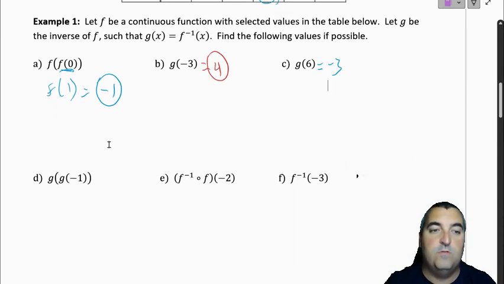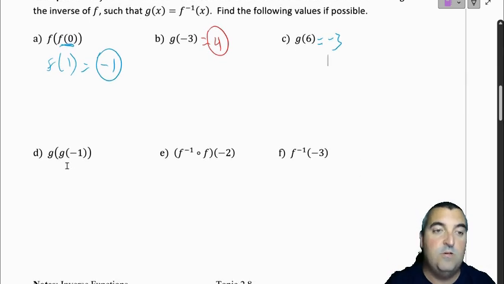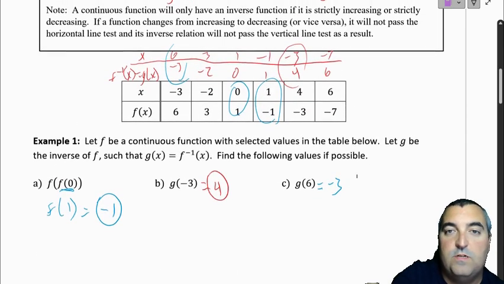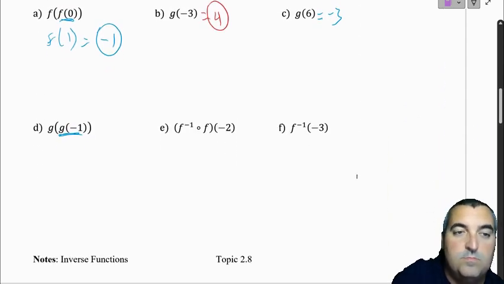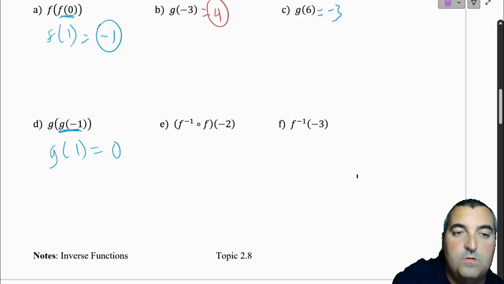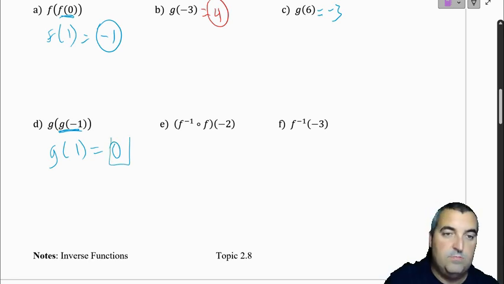Now we're going to do composite functions here. G of -1, sorry, let's start with g of -1. Well, g of -1 is 1. And then I'm going to do g of 1, which is 0. And there's that answer.